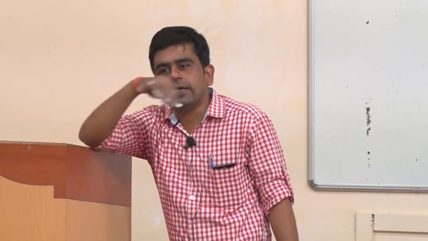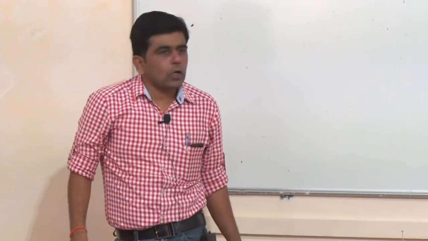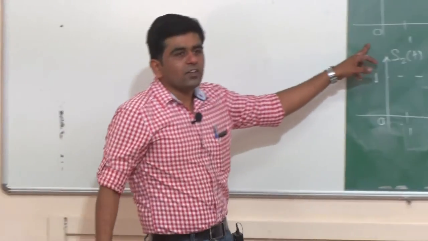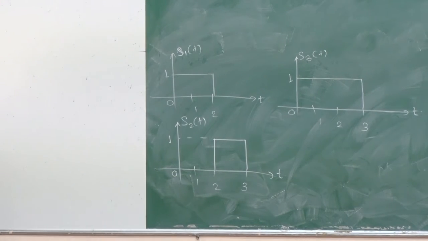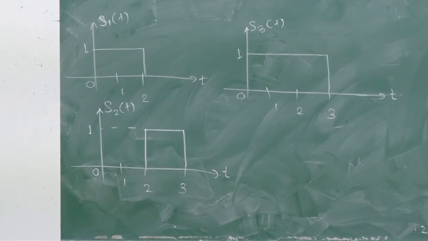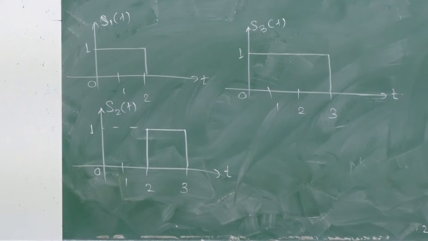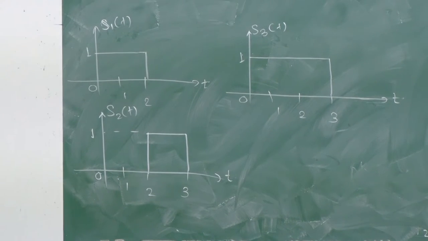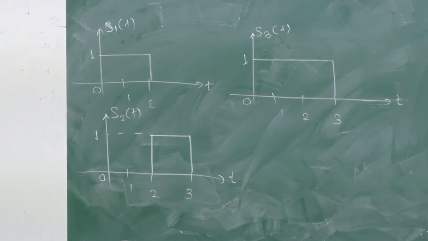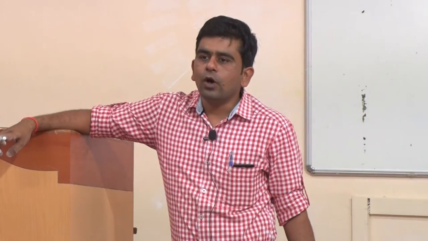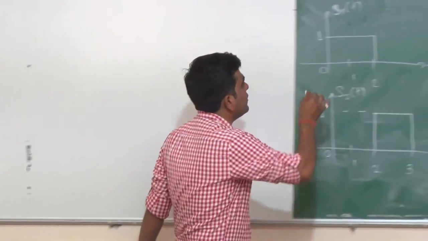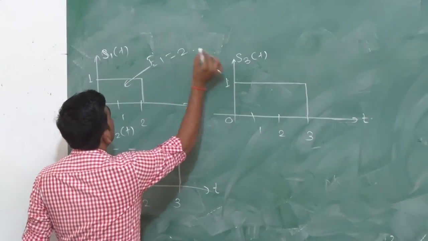So energy associated with your first signal, E1, is equal to integration from minus infinity to plus infinity of S1 of t square dt. Here we are integrating from 0 to 2 of S1 of t square dt. Here S1 of t for the range 0 to 2 is 1. So integration from 0 to 2 of 1 into dt, this value becomes 2. So energy associated with the first signal, E1, is equal to 2.